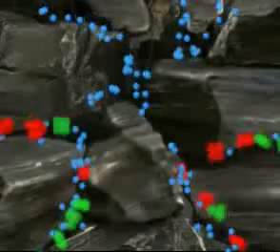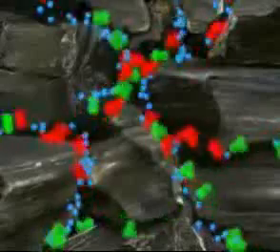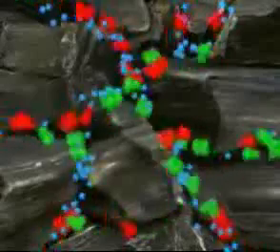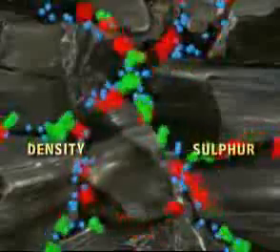Oil, like many natural products, does not always have the same composition. Every field produces crude with different characteristics. The two main criteria used for distinguishing types of crude are density and sulfur content.